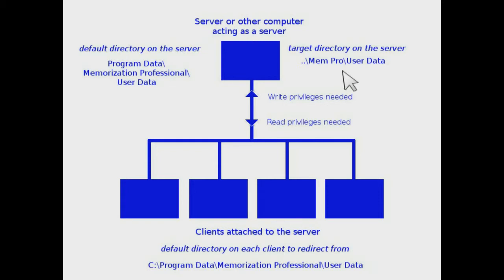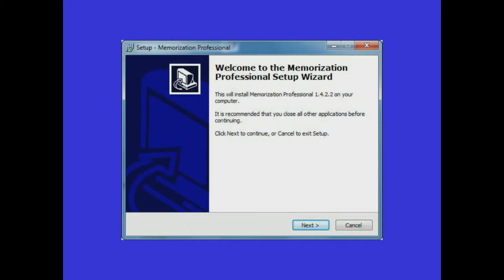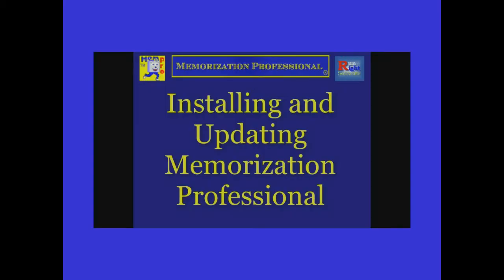Next, you will need to share this folder with all the clients. The way to accomplish this varies from one machine to another. You will need to look up how to share files and folders over the network. The end result is to give the clients both read and write privileges, but not full control. Once you have set the permissions, install and run Memorization Professional on the server. Please see the video installing and updating Memorization Professional.